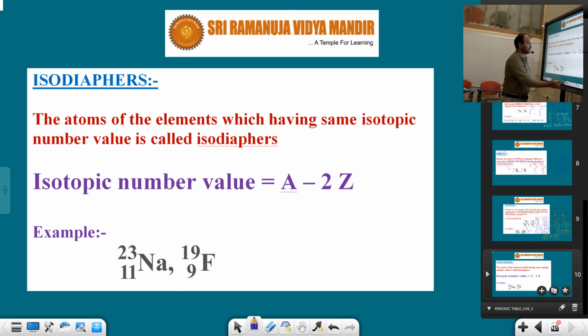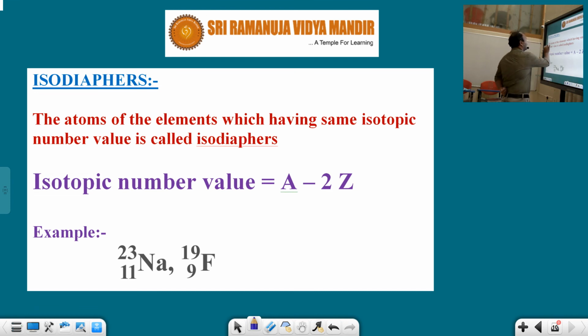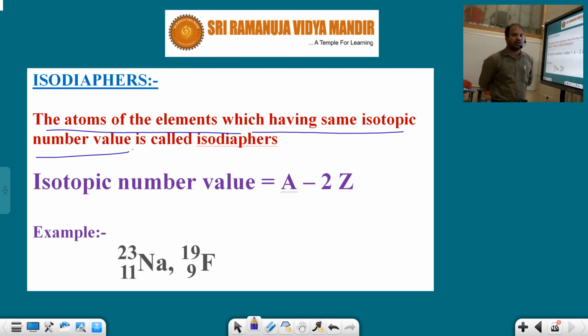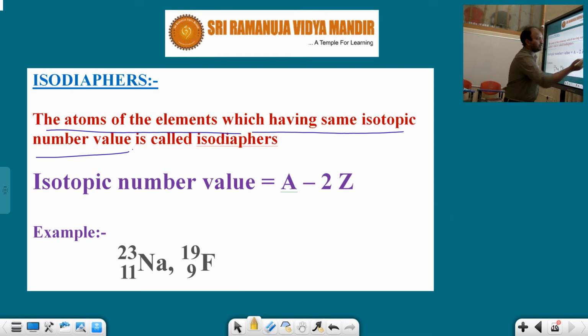Isodiaphers. What is isodiaphers? Isodiaphers are nothing but the atoms of the elements which have the same isotopic number value. Those elements are called isodiaphers. What is the isotopic number value?